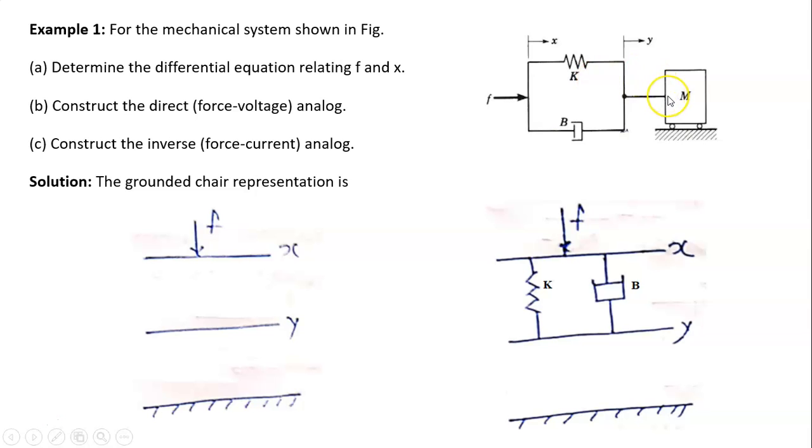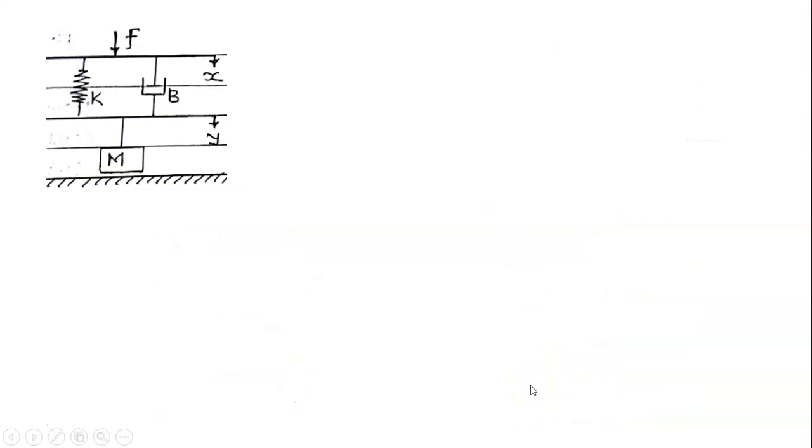Now at Y coordinate, mass M is there and it is grounded. Therefore, we will draw mass M like this. Same figure is here. We have drawn mass M connecting to the Y coordinate and it is grounded. Force F is acting at the top. Therefore, we will now determine the relation between F and X.